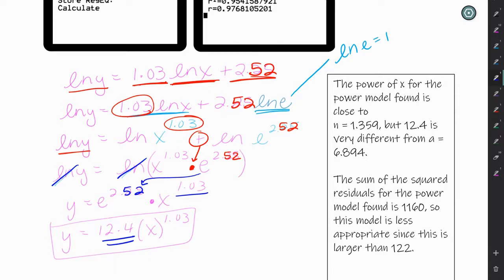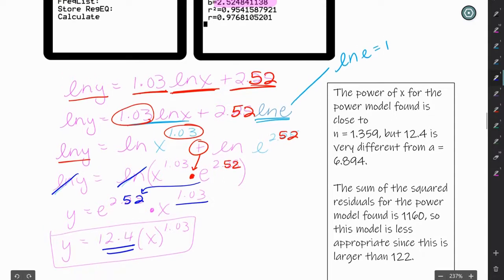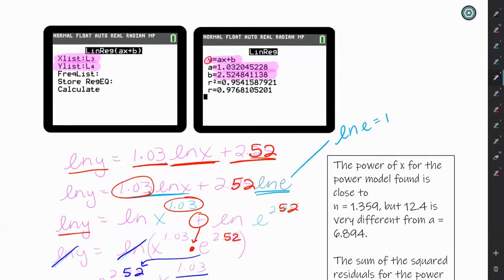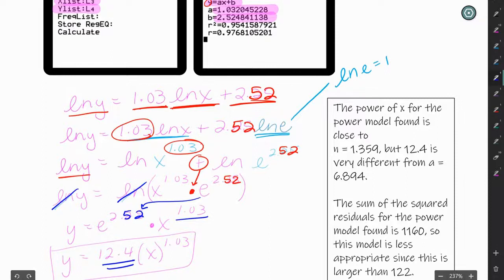Okay, so there was a review from Unit 5. So once again, just remember, we use the calculator to find the linear regression using the natural log of x and the natural log of y. From there, we simplified using the laws of logarithms, and then we ended up with a power model.